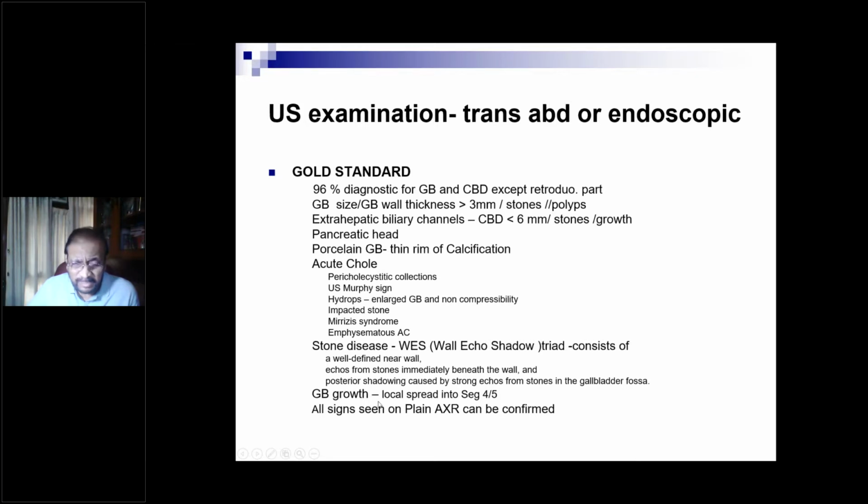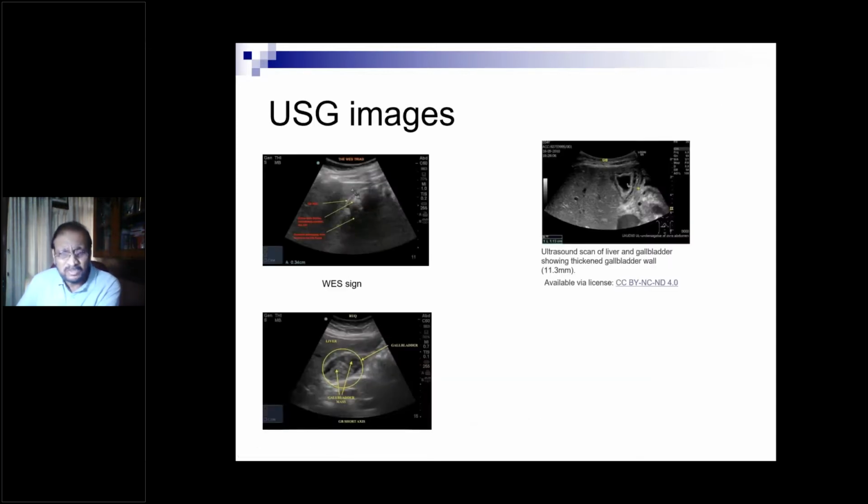You can easily diagnose a gallbladder growth, and all sites seen on plain skiagram can also be confirmed on an ultrasound, right? So these are some of the ultrasound images that you find. Now see the thickness of the wall. It's about 11.3 millimeters. A pathological gallbladder, right? This is a mass inside the gallbladder wall, and this is basically the WES sign. The three: one, the near wall, then you got the stones out here, and then you got the shadow reflecting from the liver. So the WES sign.